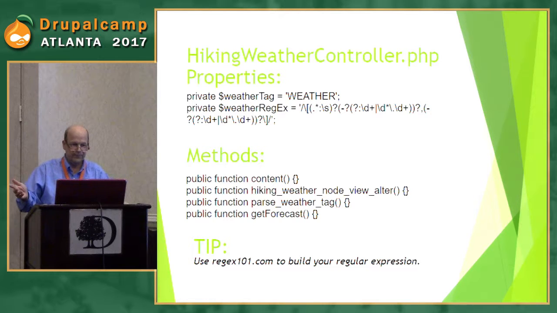This one looks pretty complicated, but all it does is identify the three component parts: the weather tag, the latitude, and the longitude. Then I define these methods for the controller. The content method, enough said about that. The node view alter method, which is what goes out there and alters the view that is getting presented. And then two really functional methods: parse weather tag, which takes care of matching up the regular expression and pulling out the content, and then get forecast, which takes care of the back-end API call to go get the weather for that particular location.